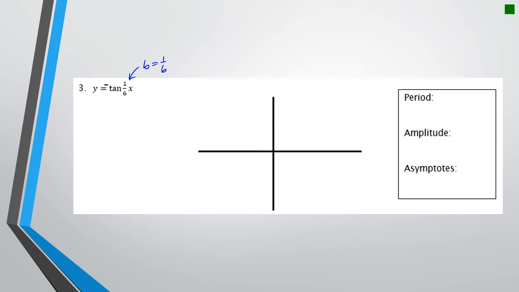So when you have a change in your x values, meaning that you have a b value that's changing the period, what we're going to do is use a little miniature formula to figure out what the new asymptotes would be. So I'm going to show you a little formula here, and I'll explain what this is in just a second. So bx equals negative pi over 2 and bx equals pi over 2. So the bx is referring to whatever the number is that represents your b and then your x value.